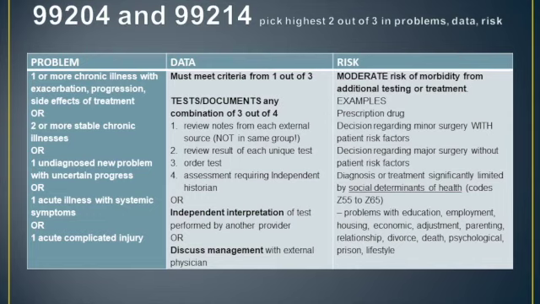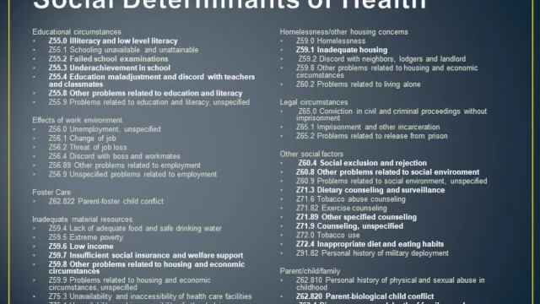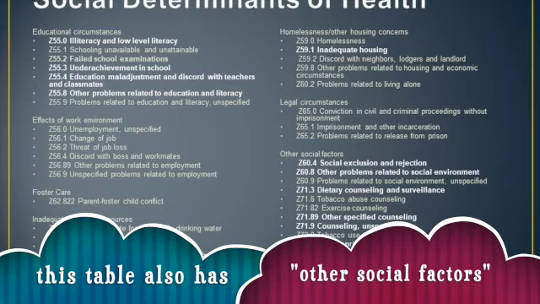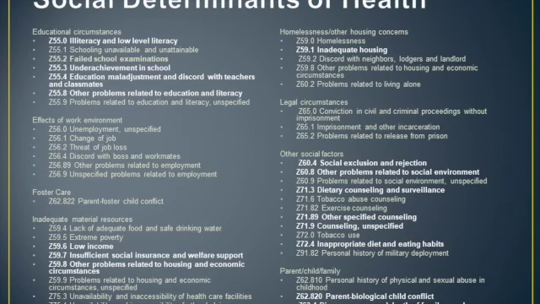But the biggest thing in risk that's new is these social determinants of health codes, these Z55 and Z65. And these are really important for people who are also doing medical home and things like that. These really need to be included in our notes even starting now. These are problems with education, employment, housing, economic adjustments, parenting, etc.